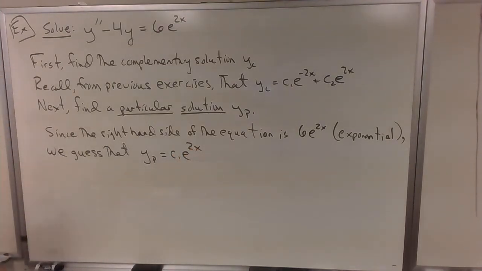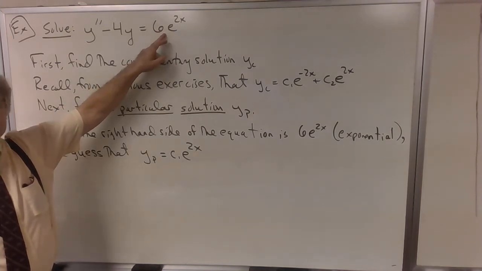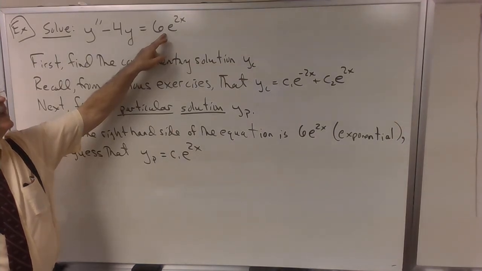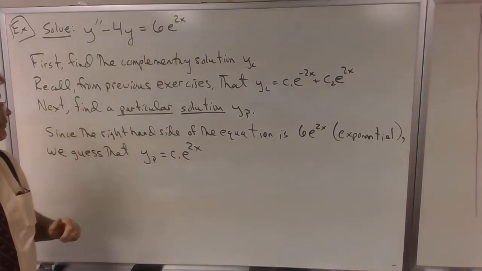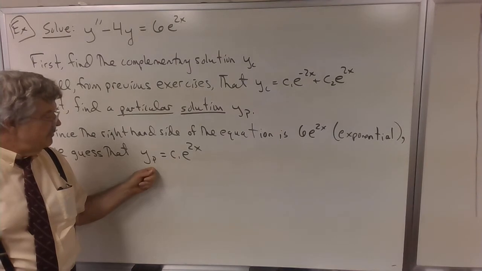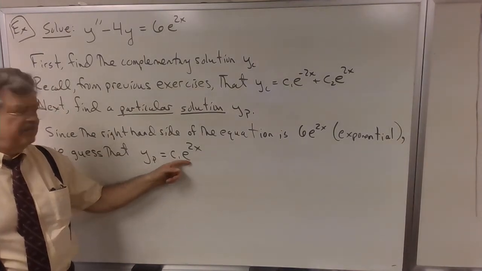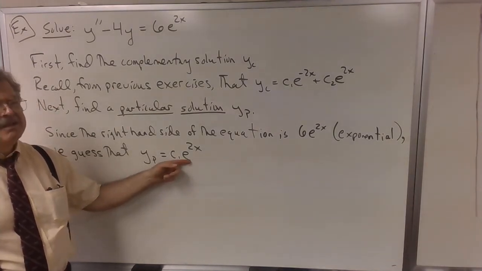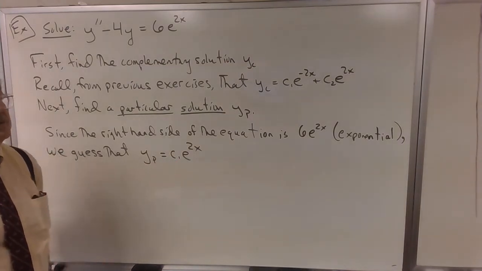We're doing this exactly the way we were supposed to do it. We look at the right-hand side of the original equation and we say, okay, that's an exponential. You only get exponentials from exponentials. So the particular solution has to be some constant times e to the 2x.